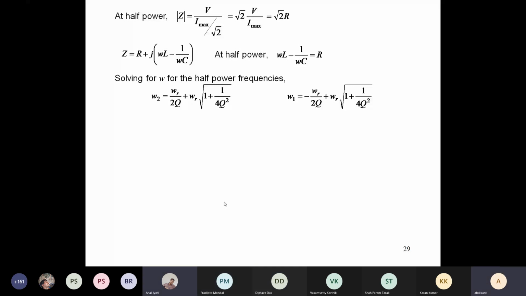Both omega 1 and omega 2 are equal? One has a minus sign. There is a minus sign first; I have kept the minus sign. How can they both be equal? It is a quadratic equation, and it will have two different solutions.